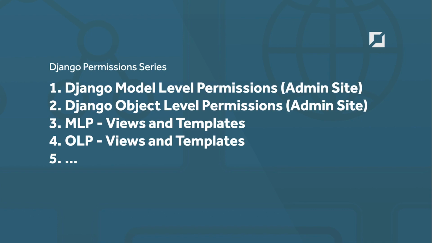The second tutorial, which I've already planned and have ready, is looking at Django object level permissions. And here is where we're going to start to introduce, if you haven't started using this, Django Guardian. From there, we'll then move over to views, looking at model level permissions with views and basic templates. And then we'll do the same thing with object level permissions. And that will hopefully give us a grounding into the world of Django permissions.